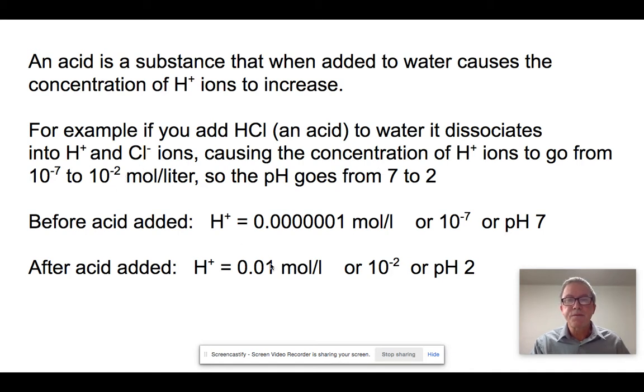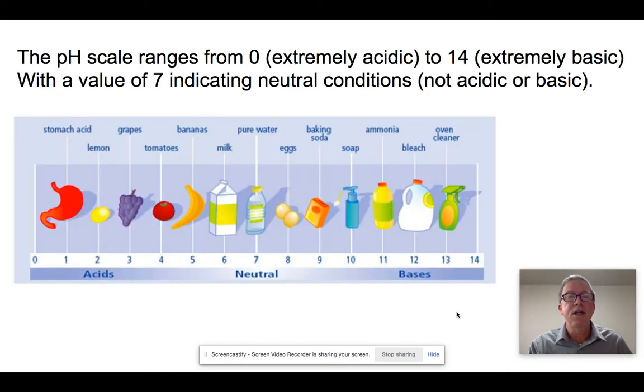In other words, before I added the acid, pure water had this low concentration of moles per liter. After I added the acid, the concentration became much higher. So now it's 0.01 instead of 0.0000001. That's 10 to the negative 2 moles per liter, so that would be a pH of 2. So the takeaway here is, as acidity increases, pH decreases, because you have a higher concentration of hydrogen ions.